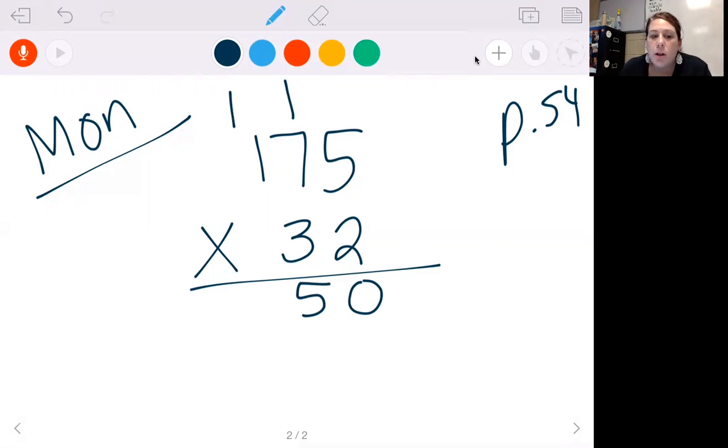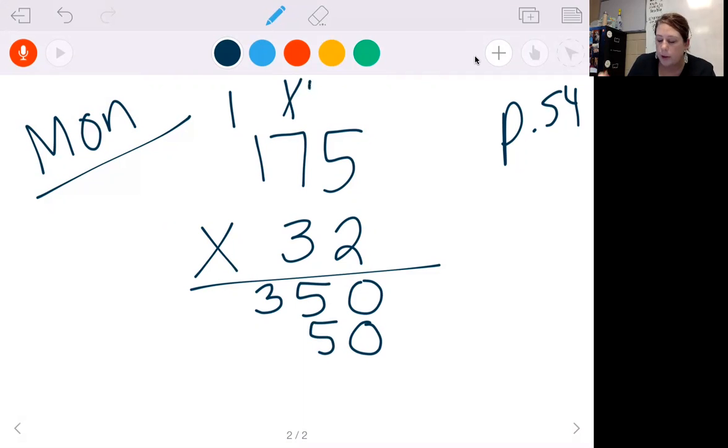So that's similar to what you just had your test on. What's different now is that you have that other number with the 2, the 3. So we have to put our placeholder 0. If you remember last year, I used to yell all the time, don't forget to put your placeholder 0. Then you do the same thing with your 3. 3 times 5 is 15. I'm going to put my 5 and carry my 1.